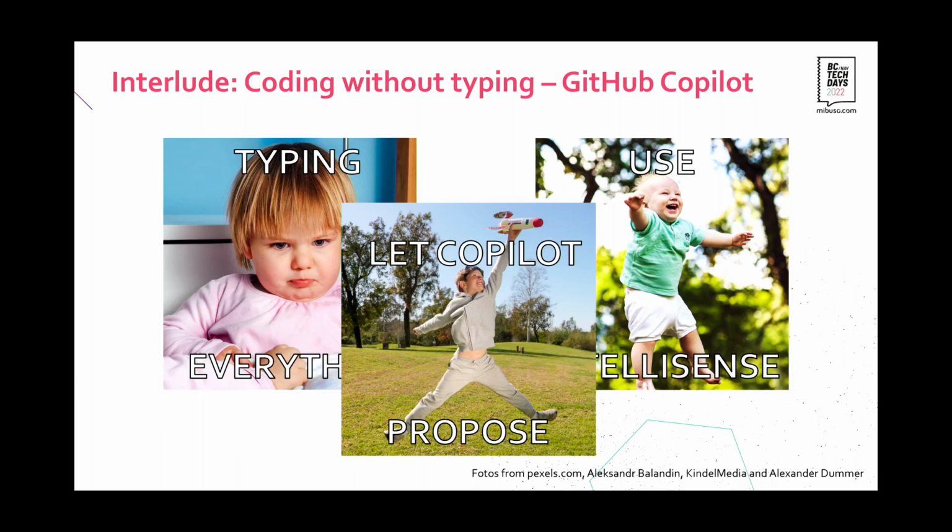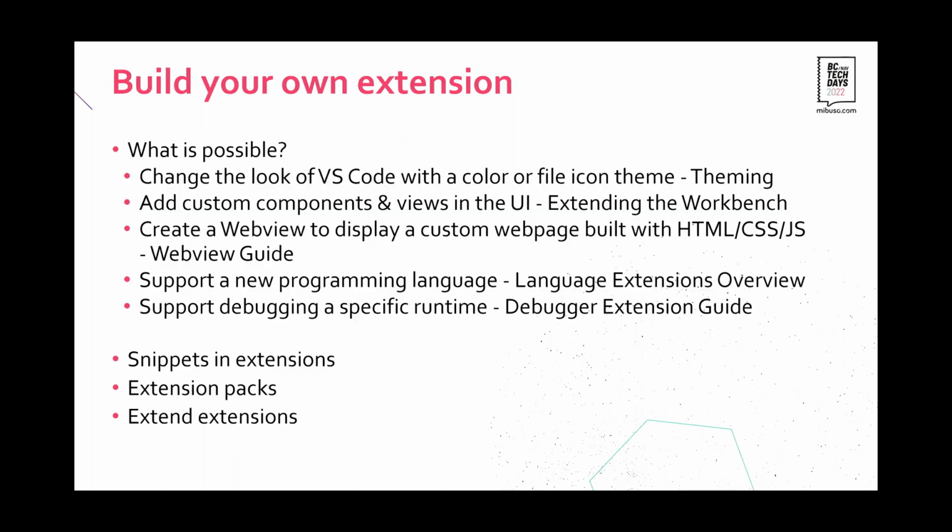Okay, so this is GitHub Copilot. To get back to creating your own Visual Studio Code extension, the things that are possible are listed here, and I actually copied that from the documentation page. You can do things like changing the look with a color or a file icon theme. You can add your own custom components, and that is something that we will do in a second. You can create a web view, so the more complex things like, for example, the explorers that we've seen in a couple of places. You can support a new programming language if you want to define something, or a debugger, and then you can also put snippets into extensions.